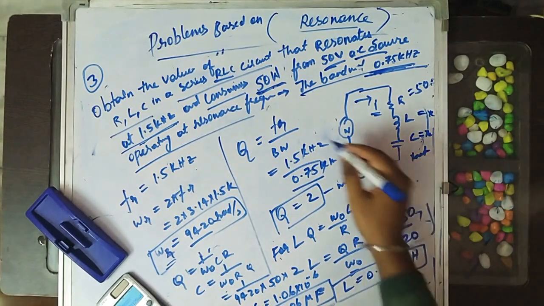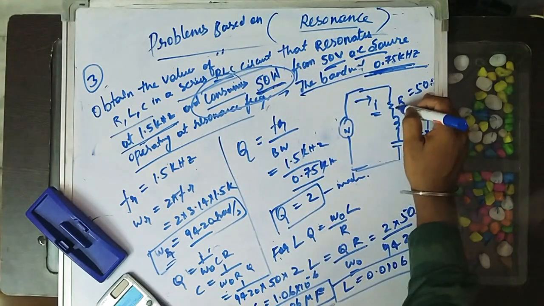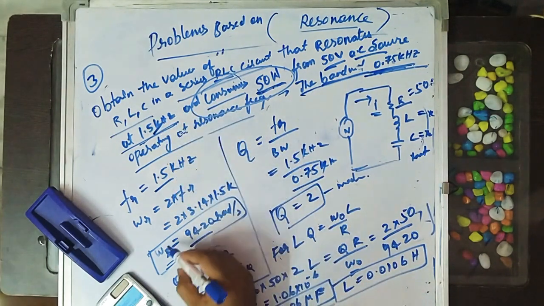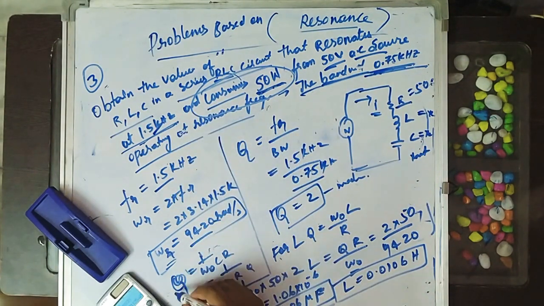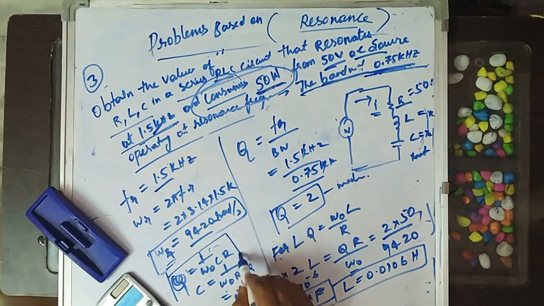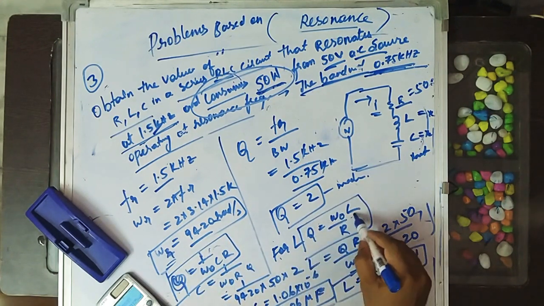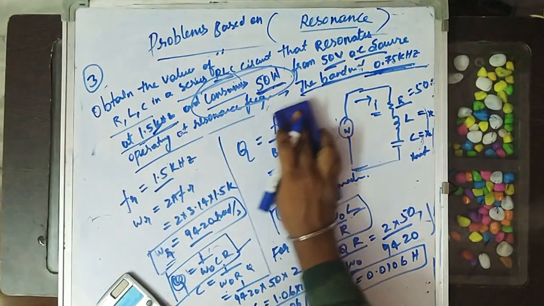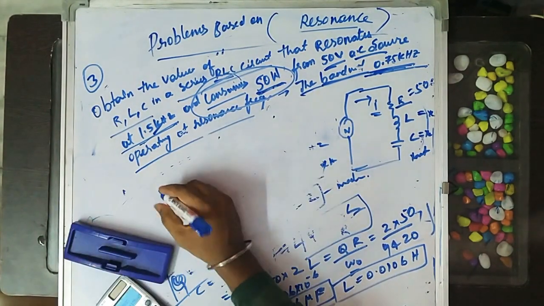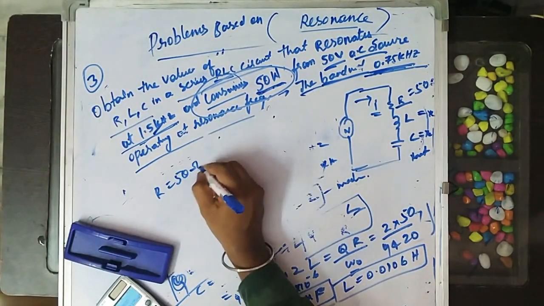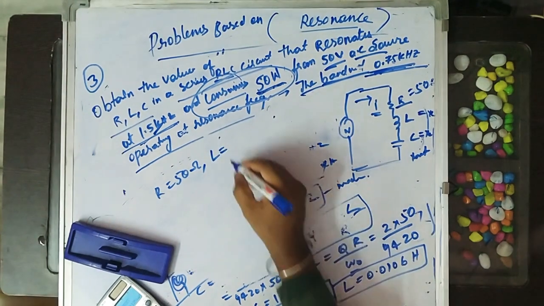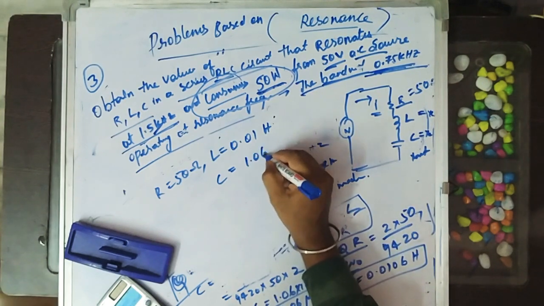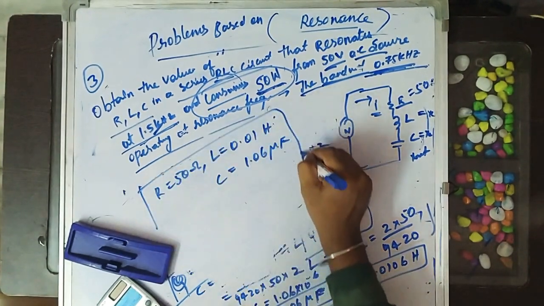So by using power consumed, we calculate the R value. By using bandwidth and the given resonance frequency, you find the Q value. After finding the Q value, by using these basic formulas, you found the L and C values. Finally, we got R equal to 50 ohms, L equal to 0.01 Henry, and C equal to 1.06 microfarad. You have to keep this in a box.